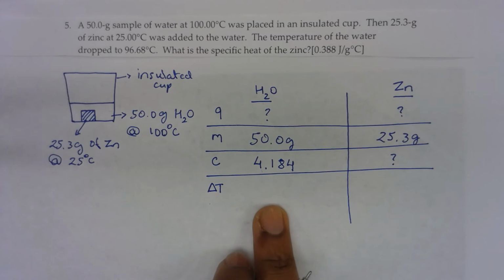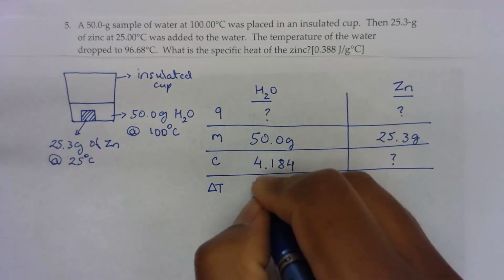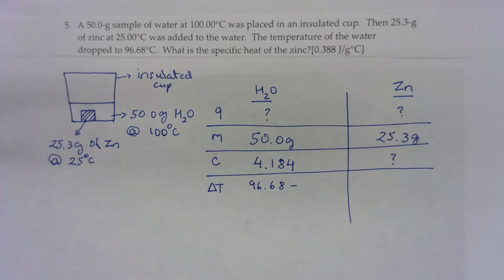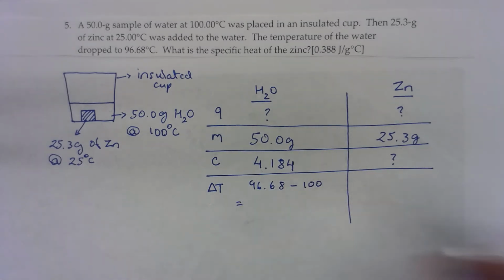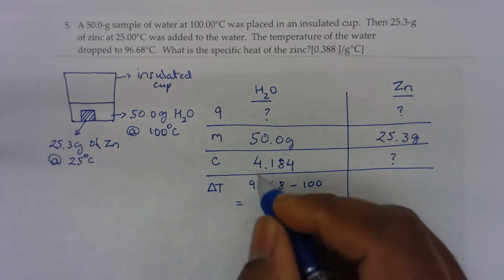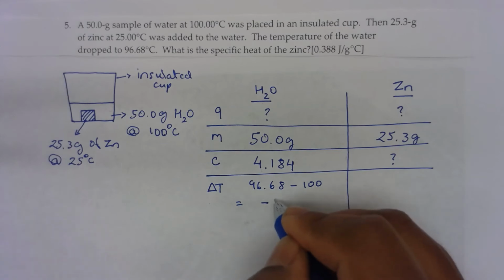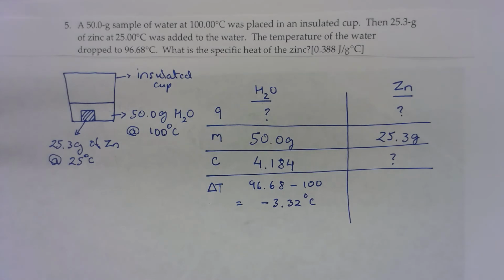As far as water goes, what was the final temperature of water? 96.68. That's what we ended up with. So that is my final temperature. 96.68 minus, what was my initial temperature? 100. What kind of number is this going to give you? A negative number, because 96 minus 100, right? So negative 3.32 Celsius.